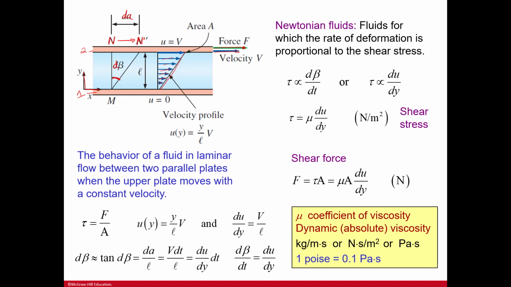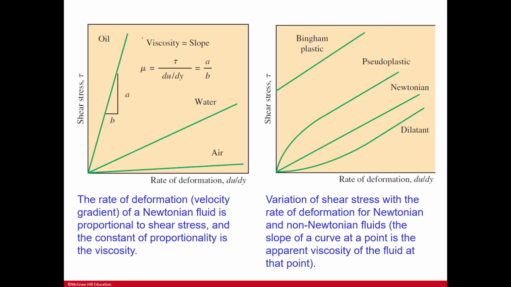Newtonian fluids, fluids for which the rate of deformation is proportional to the shear stress. And so this just gives you information for shear stress and then shear force as well. So here we have oil and then a Bingham plastic. And so the rate of deformation, the velocity gradient, of a Newtonian fluid is proportional to the shear stress, and the constant of proportionality is viscosity. So this is just showing you oil, water, and air in a rate of deformation over shear stress.